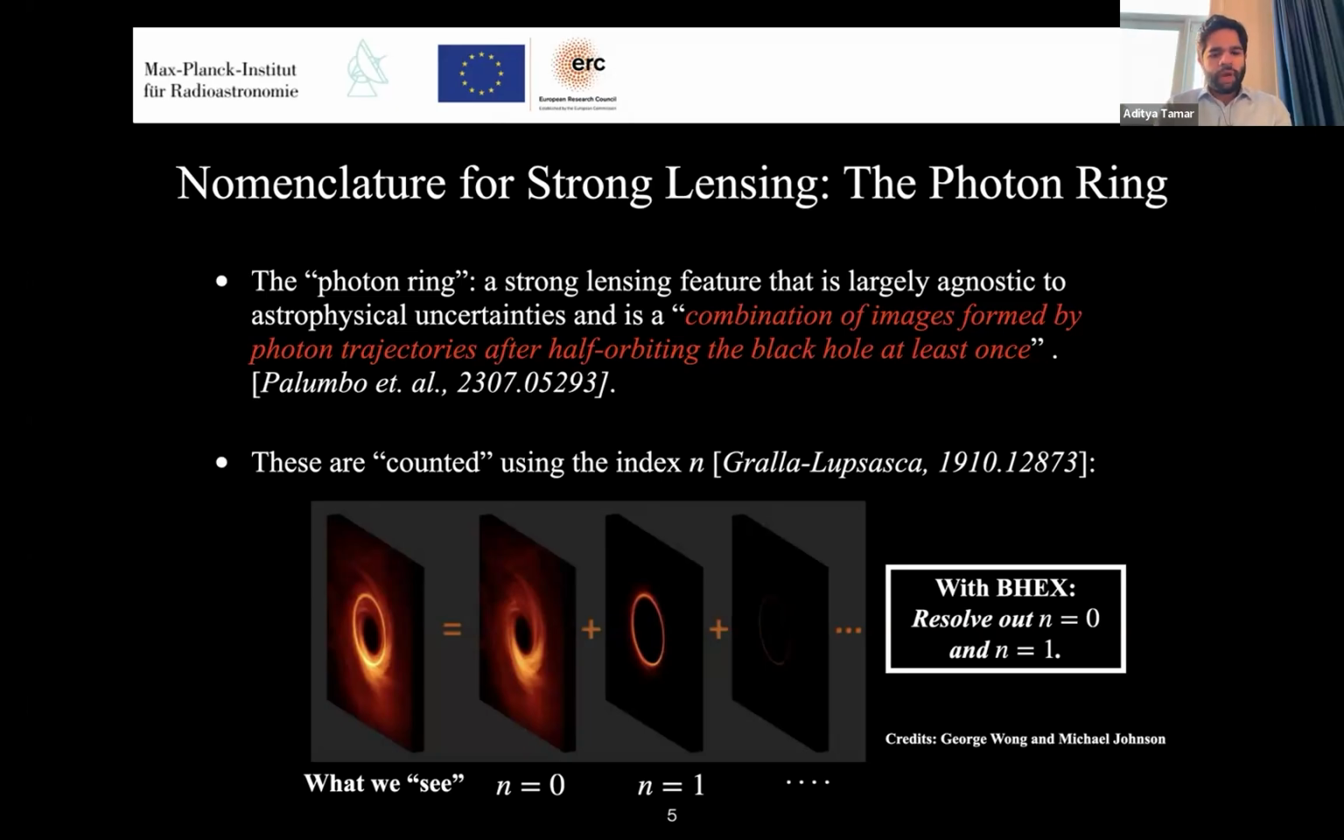And so what we do is we count them using this index n, which was introduced, I think, around 5 years ago. And so what we actually see is an infinite cascade of these images. So your n equal to 0 would be the photon that comes to you directly from the accretion. Your n equal to 1 would make one half orbit, strongly probe the lensing, and then reach the observer. And so with BHEX, the goal is to resolve out the n equal to 0 and n equal to 1 contributions, with resolve again being the operative word here.